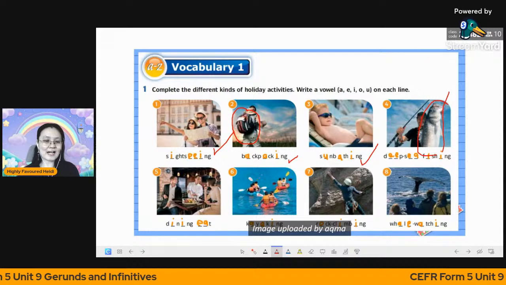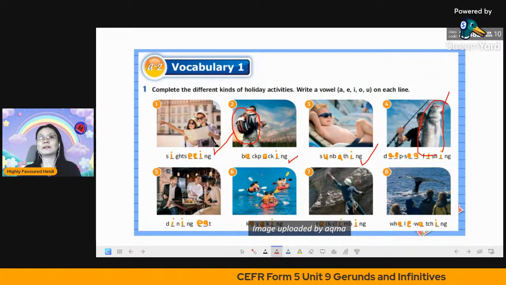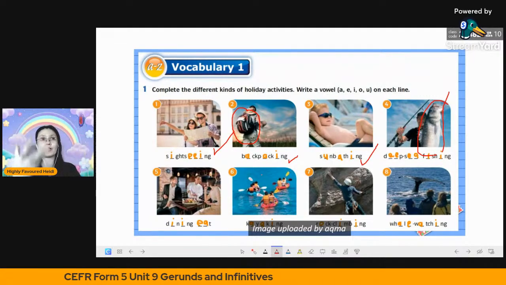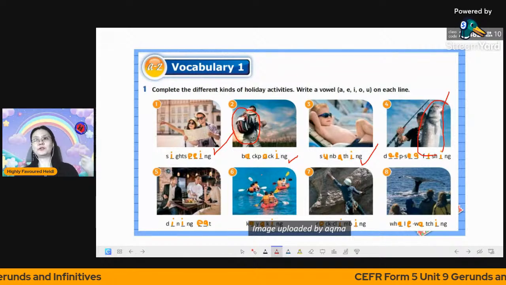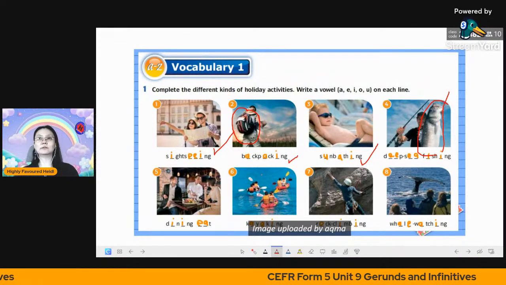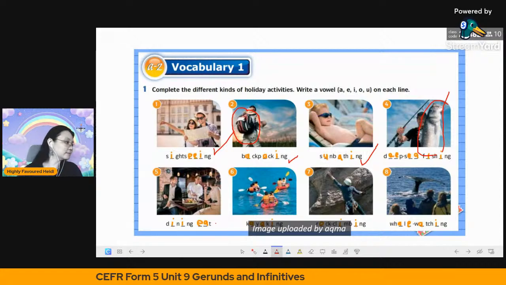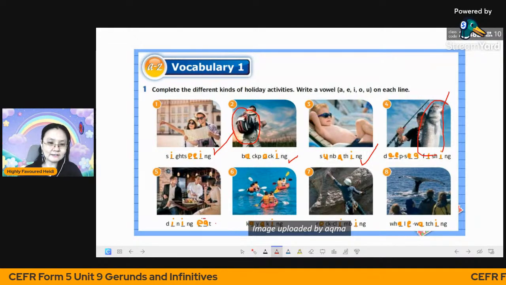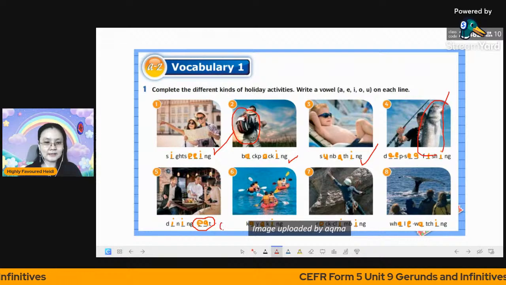Then of course, dining. Another way of saying that you are eating out is dining. You don't eat at home, you eat at the restaurant, you call it dining. That's why our kitchen, the place you eat, we call it dining room. Dining out, not dining eat. Okay? Dining out. Never mind. Small mistake.